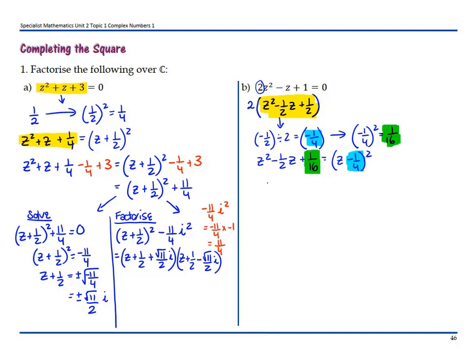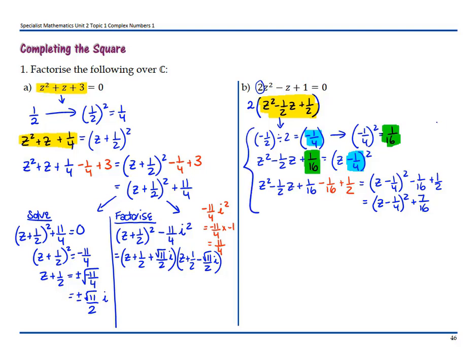Okay, so our z squared minus a half z plus 1 over 16, to make it equal what I've got, which is the plus a half, we need to take away our 1 over 16 and we have to add our half back on. So we do that the same way to the other side. Minus 1 over 16 plus a half. And that's z minus 1 over 4 all squared plus 7 over 16. Okay, so that's my completing the square.